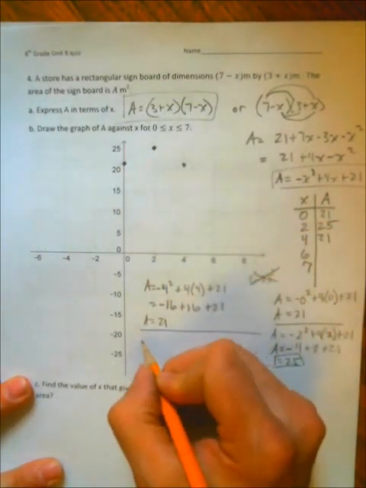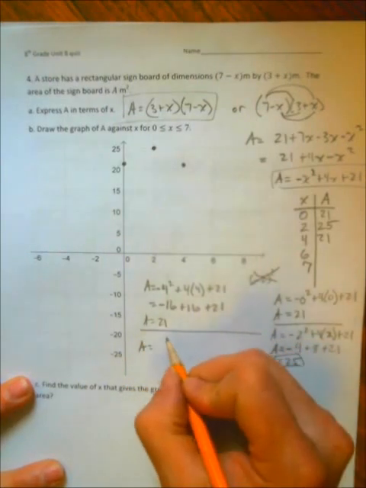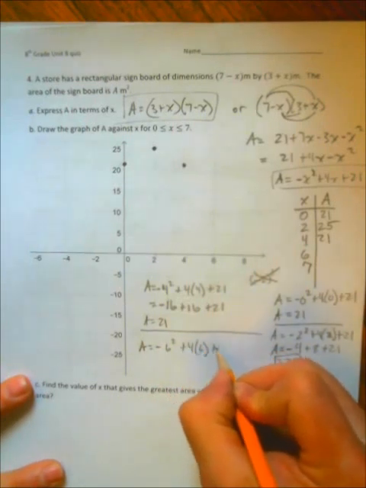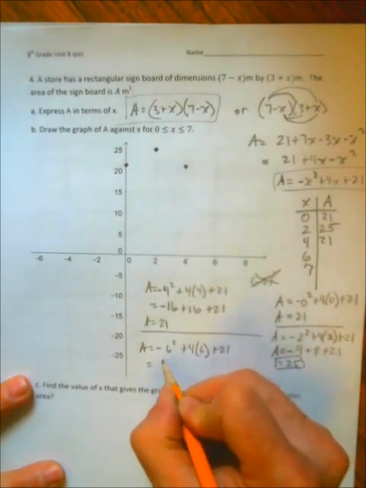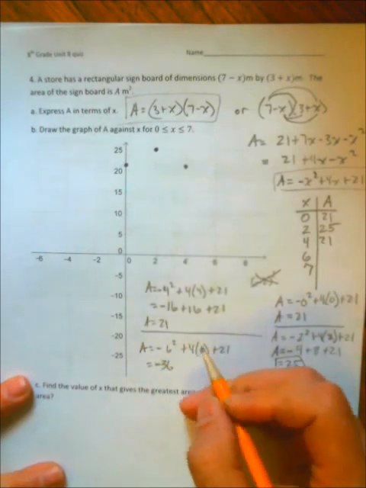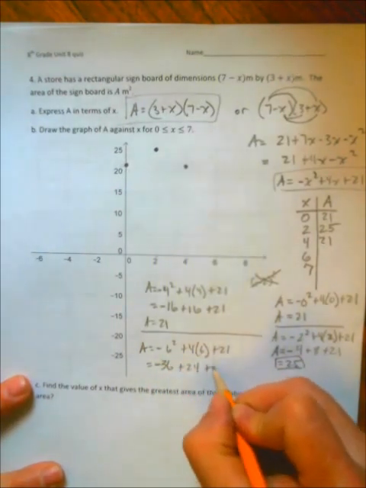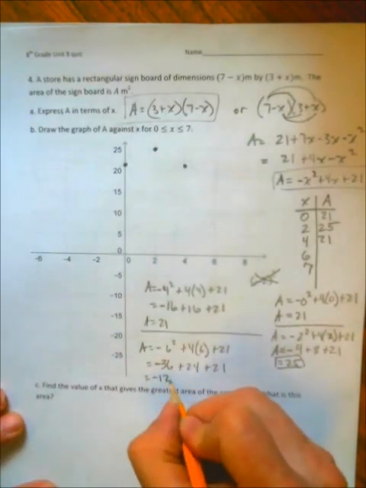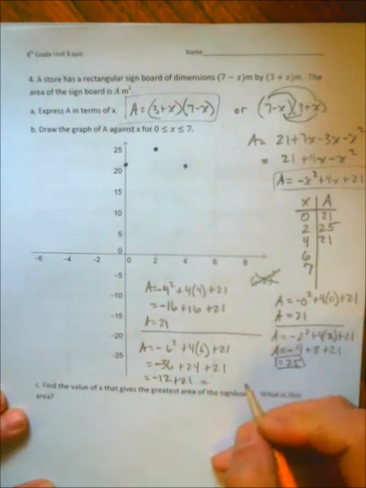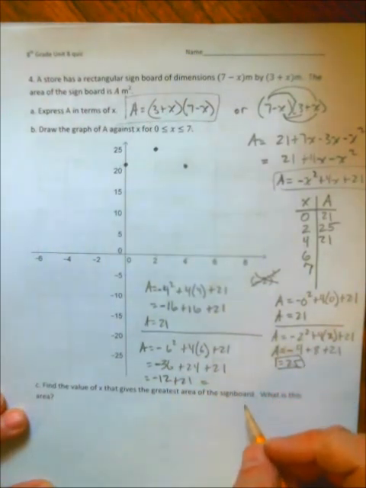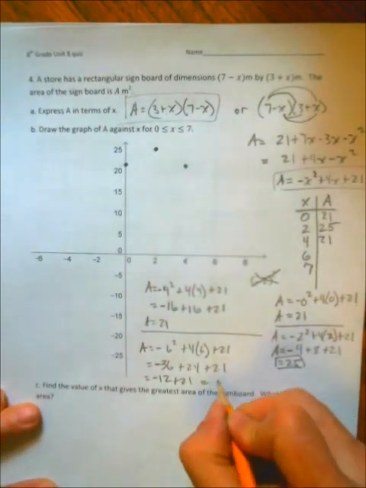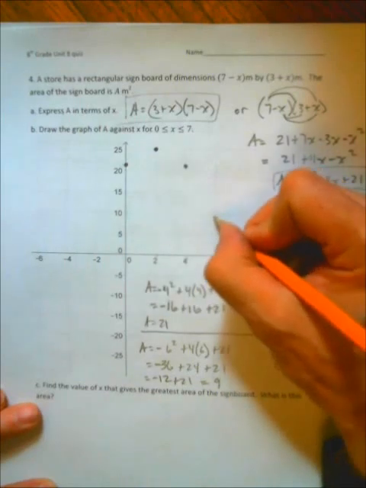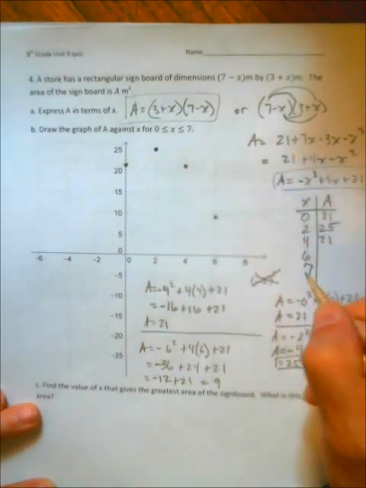Well, let's keep going. A equals 6 gives me negative 6 squared plus 4 times 6 plus 21. 6 squared is 36, so that's negative 36. 4 times 6 is 24 plus 21. Negative 36 plus 24 is negative 12 plus 21, which equals, what's 21 minus 12? How about 9? So going to 6 brought me way down here to 9. Okay.